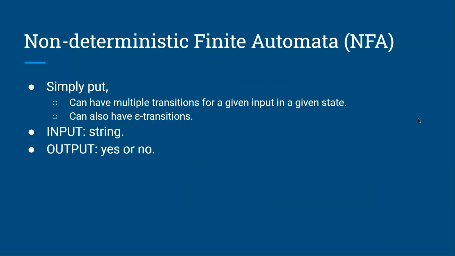NFA is non-deterministic finite automata. Simply put, it's similar to a DFA, but you can have multiple transitions from a single state to any other given state, and we can also have epsilon transitions. These multiple transitions can be for one single alphabet symbol. You can do multiple transitions from a single given state. The input is a string and the output is yes or no.